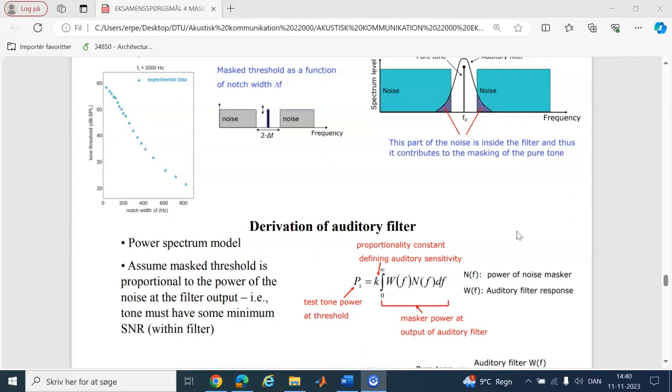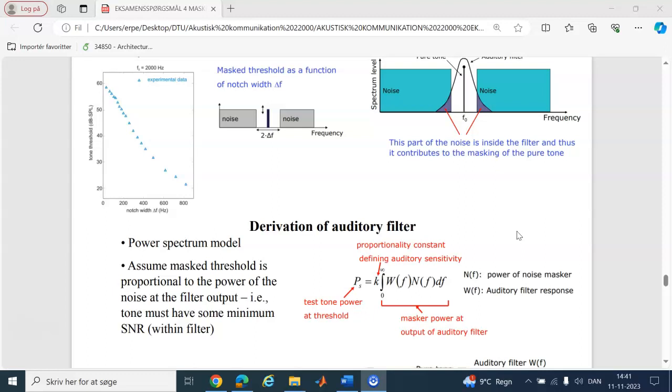Derivation of the auditory filter. You have a power spectrum model. Assume the masked threshold is proportional to the power of the noise at the filter output. The tone must have some minimum SNR within the filter.